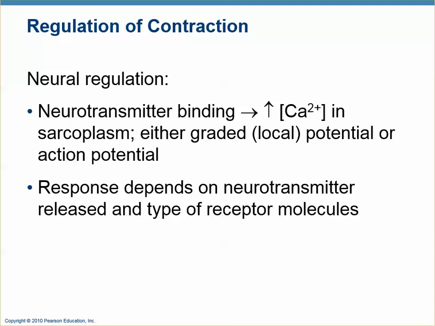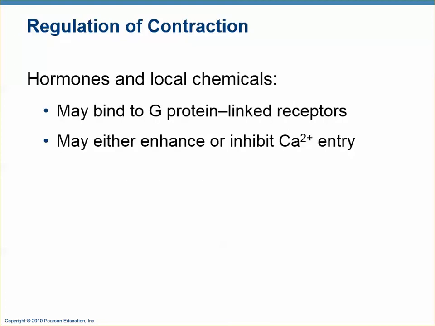So it's regulated with nerves for the most part by allowing calcium into the cell. It can also be regulated by hormones or by chemicals, local chemicals. So hormones like oxytocin will cause the smooth muscle of the uterus to start to contract.